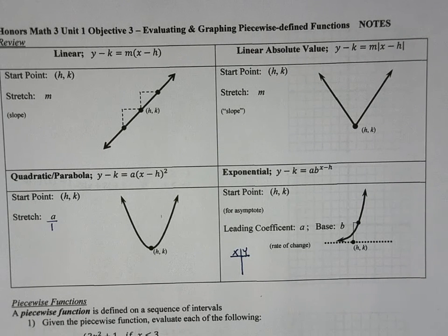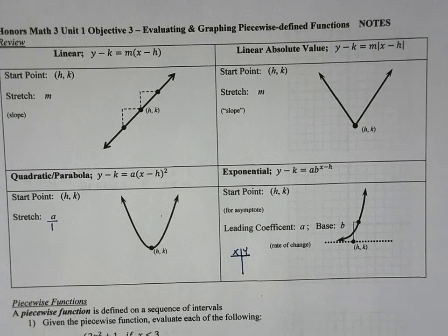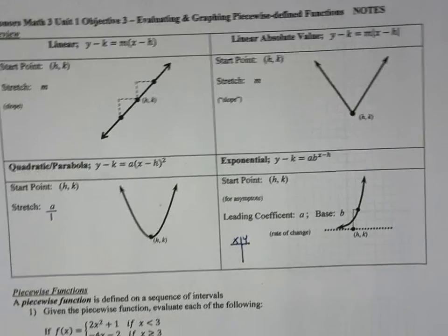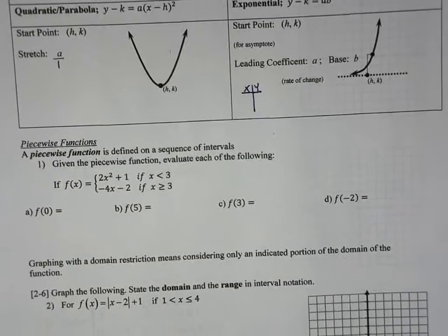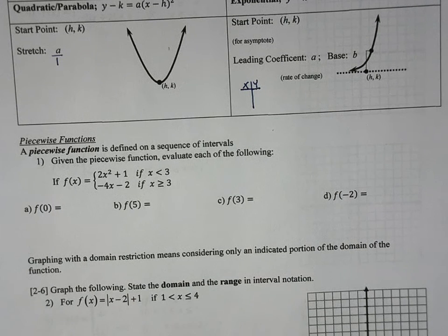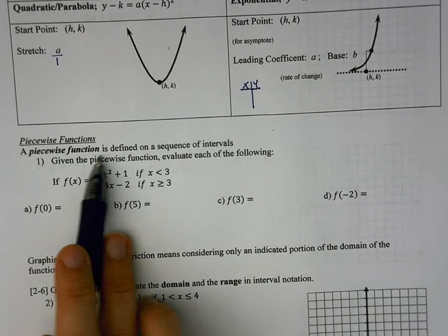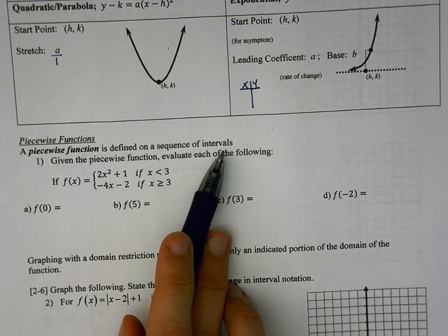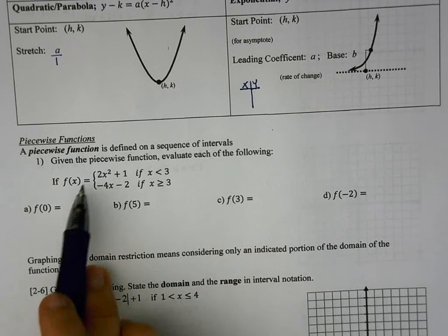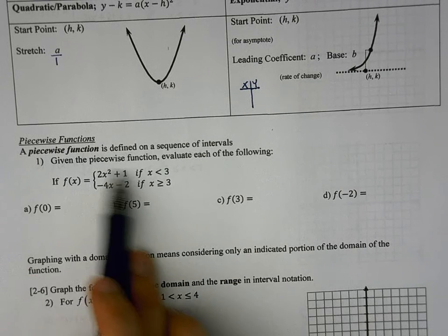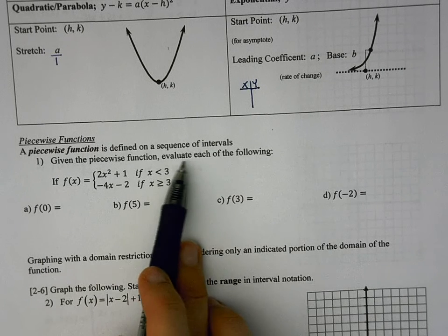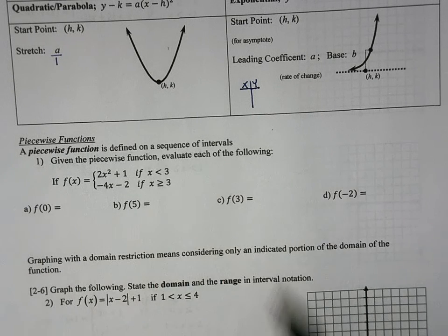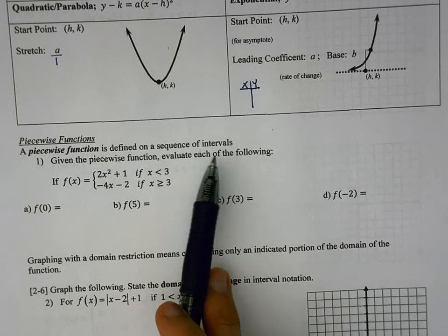Now before we get into graphing our piecewise functions, we do want to take a quick moment and just look at reading a piecewise function. That's this first part here. A piecewise function is defined on a sequence of intervals. We're going to look at what this means with the following example. Given the piecewise function below, evaluate each of the following. Again, a piecewise function is defined on a sequence of intervals.